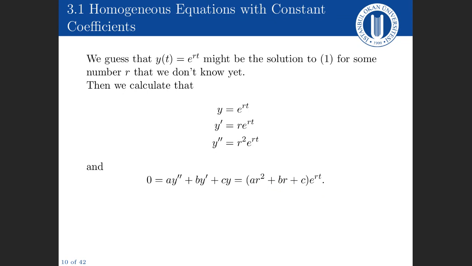Now, you will immediately notice this function, e to the rt, is something like this. This function is never equal to 0. We know this. If this whole thing is equal to 0, then that means the first part must be equal to 0. So we must have that ar squared plus br plus c is equal to 0.